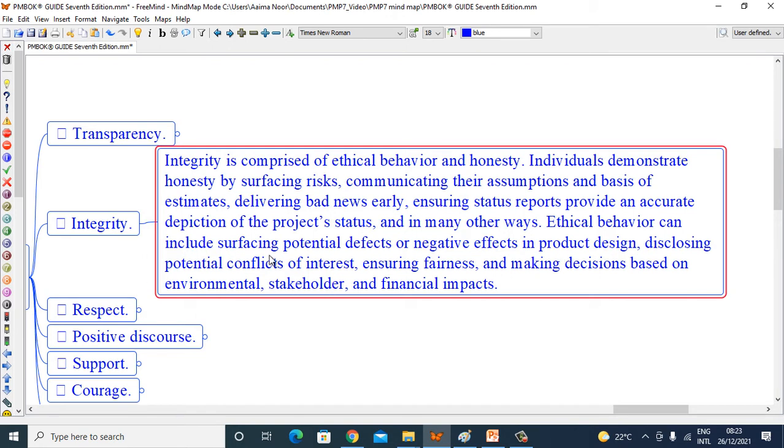Ethical behavior can include surfacing potential defects or negative effects in product design, disclosing potential conflicts of interest, ensuring fairness, and making decisions based on environmental, stakeholder, and financial impact.